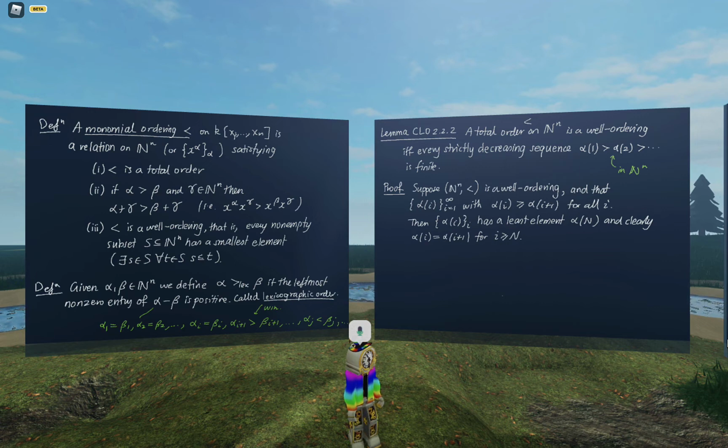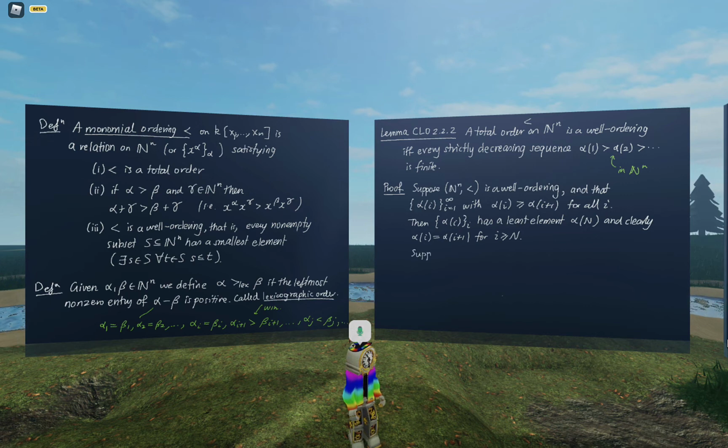Okay, and that proves the claim, right? Because a strictly decreasing sequence is in particular decreasing, and then at some stage it must stabilize, but that would prove that the sequence has to be finite. So I just have to prove the converse now.